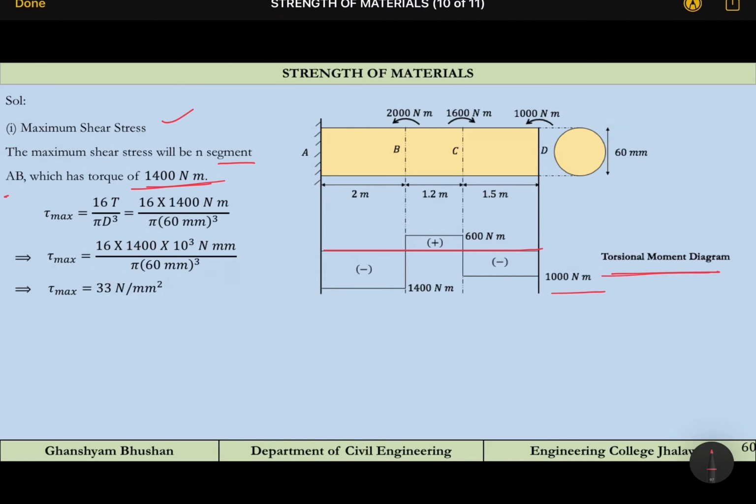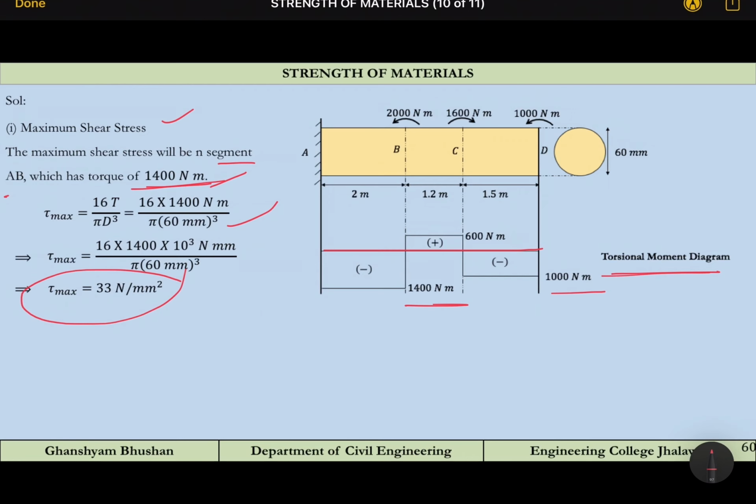If you want to check, you can put the value of T for section BC, and CD also you can calculate. For section BC the torque is 600, and for section CD it is 1000. So you can see 1400 is the maximum value, so it will give the maximum shear stress. Because it is a solid circular section, we can directly use 16T by pi d cube. Everything is given to us, T we have calculated, d is given. Put the values and you will get 33 megapascal, or 33 Newton per mm square.